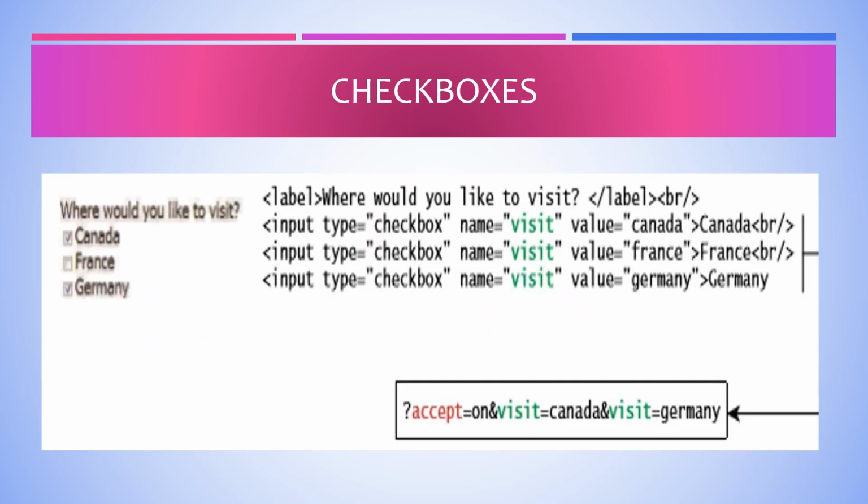Next, checkboxes. Checkboxes are used for getting yes or no, or on or off responses from the user. Checkboxes are added via the input type equals checkbox element. You can also group checkboxes together by having the same name attribute. The checked attribute can be used to set the default value of a checkbox.